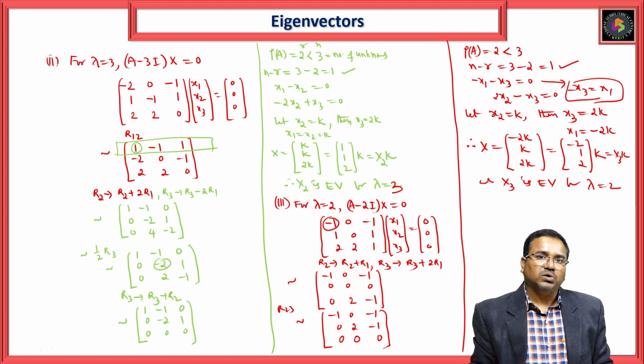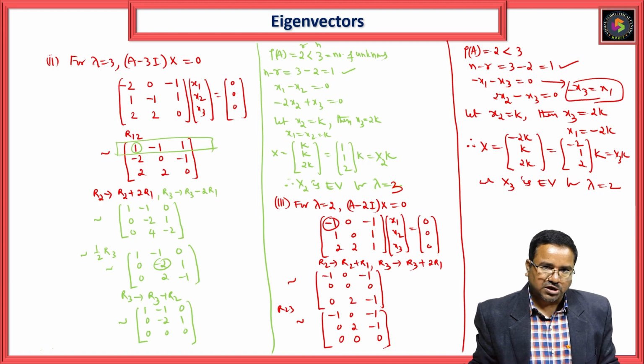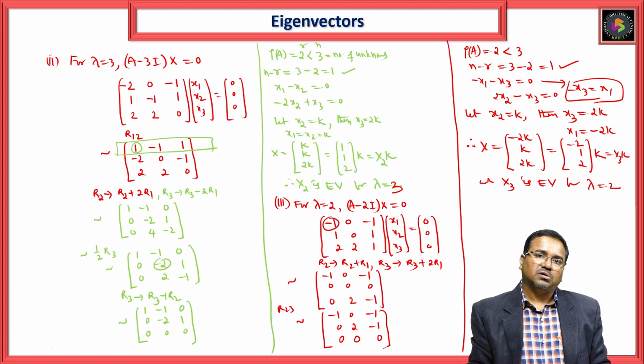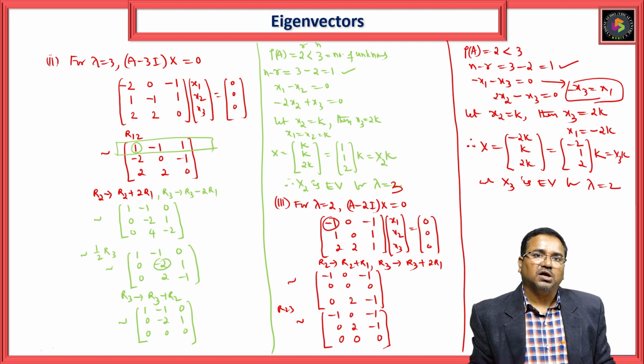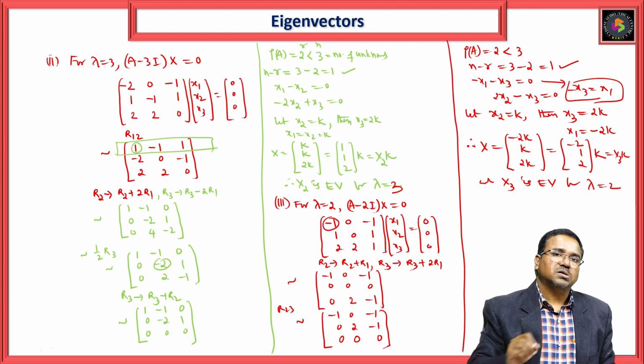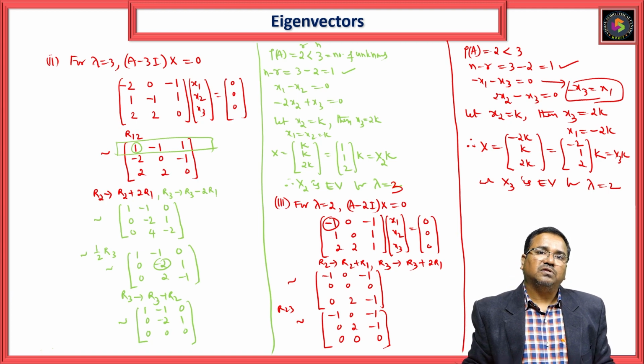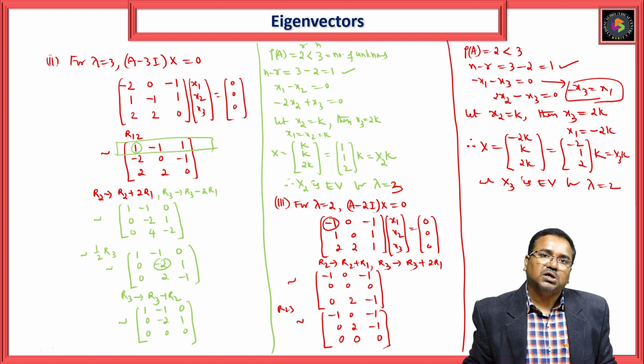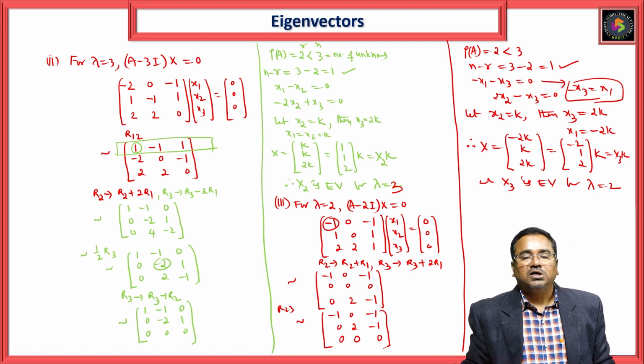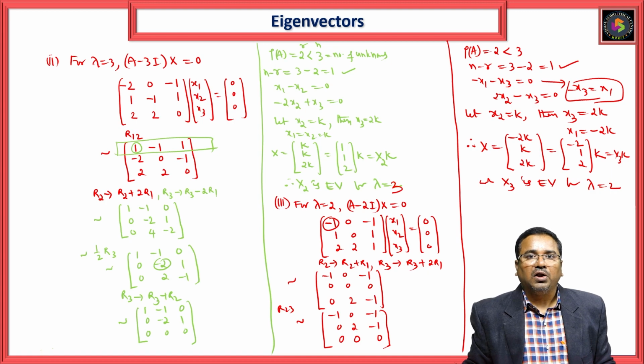First, write the characteristic equation. The second step, find the eigenvalues by solving the characteristic equation. The third step is, for each eigenvalue, consider the homogeneous system of equations (A minus lambda I) x is equal to 0. Solving that will give the solution. The solution is nothing but the eigenvector of the corresponding eigenvalue.